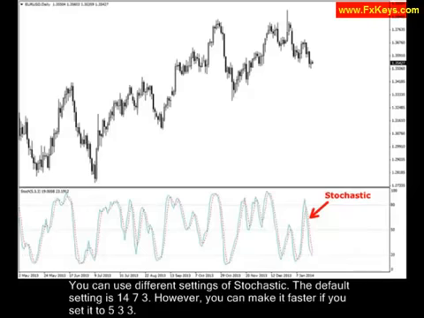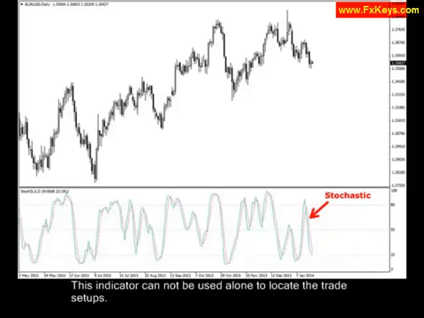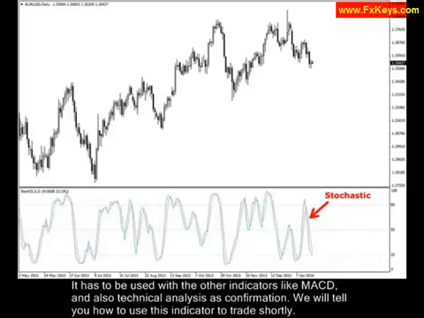You can use different settings of stochastic. The default setting is 14, 7, 3. However, you can make it faster if you set it to 5, 3, 3. This indicator cannot be used alone to locate the trade setups. It has to be used with the other indicators, like MACD, and also technical analysis as confirmation. We will tell you how to use this indicator to trade shortly.